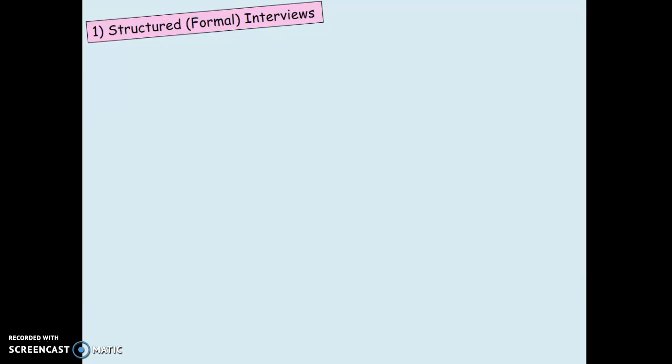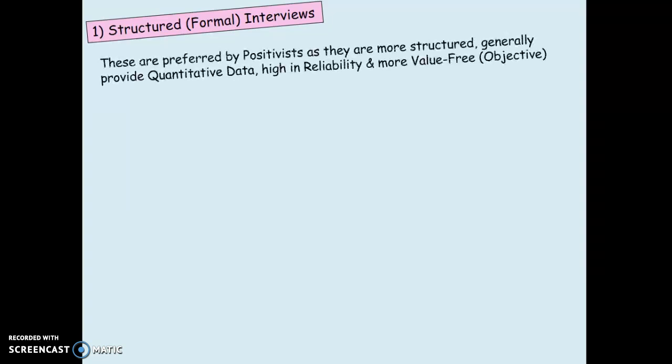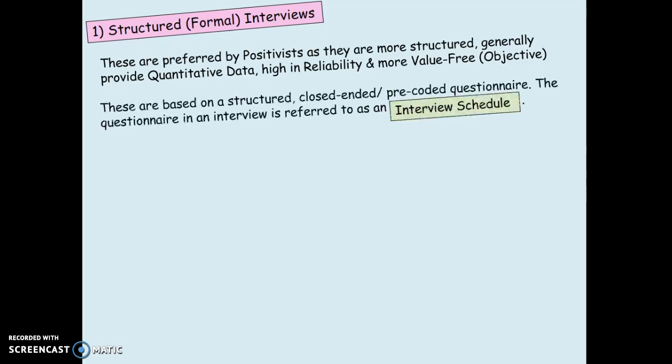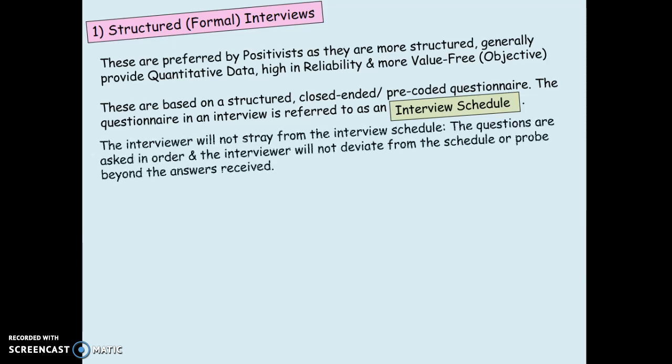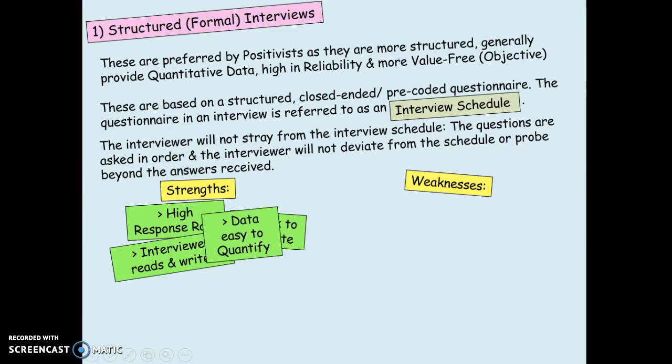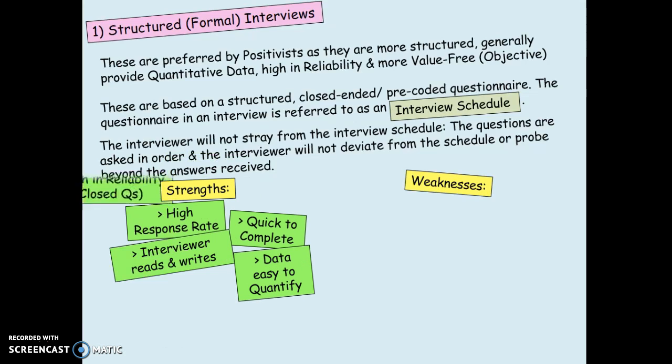1. Structured, formal interviews. These are preferred by positivists as they are more structured, generally provide quantitative data, are high in reliability, and are more value-free. These are based on a structured, closed-ended, pre-coded questionnaire. The questionnaire in an interview is referred to as the interview schedule. The interviewer will not stray from the interview schedule. The questions are asked in order and the interviewer will not deviate from the schedule or probe beyond the answers received.